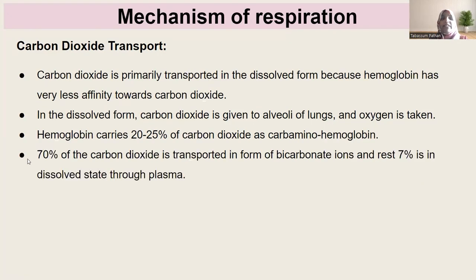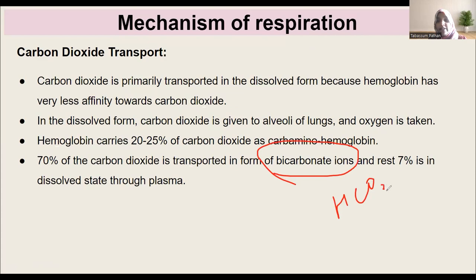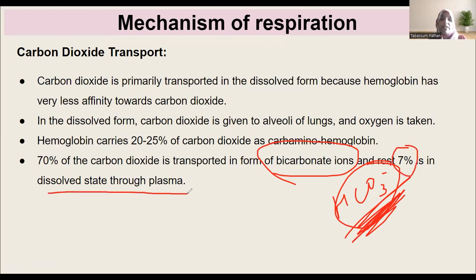Another majority, 70% of the carbon dioxide, is transported in the form of bicarbonate ions, HCO3 minus. This majority of your carbon dioxide will form this, and then it will be converted to carbon dioxide and removed out of your body. And the last remaining 7% will be in the dissolved state in the plasma. They will remain dissolved through the plasma and then be converted into carbon dioxide and removed out of the body. So the majority will be through bicarbonate ions.